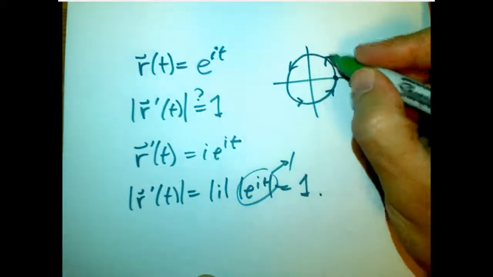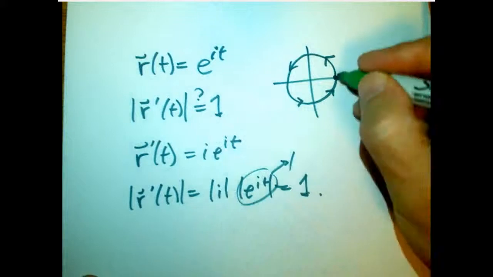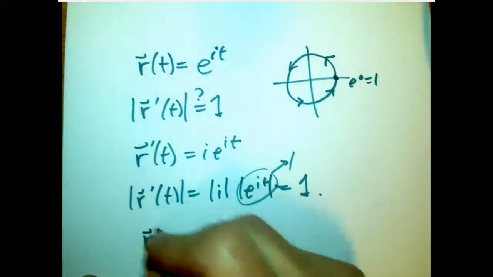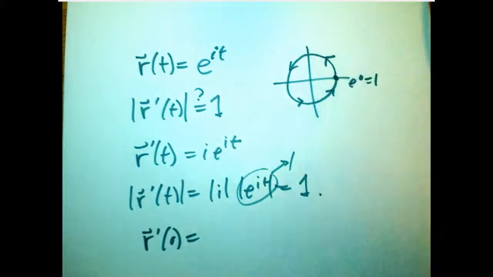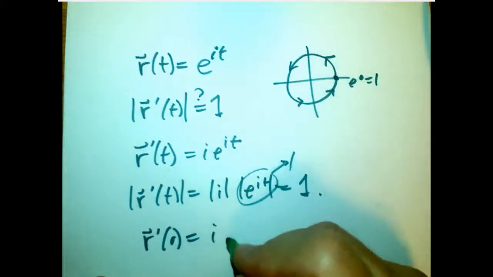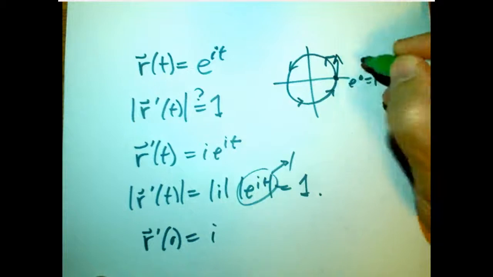Now, are the arrows really going this way? Well, let's look at r prime of 0 to make sure. Is it going up or going down? That ascertains whether it's going counterclockwise or clockwise. Well, r prime of 0 is just i. Oh yeah, that's going this way.